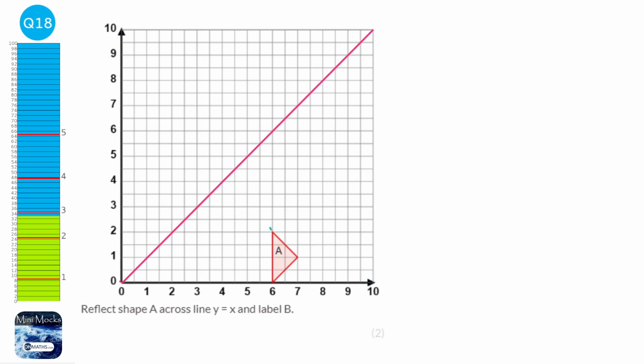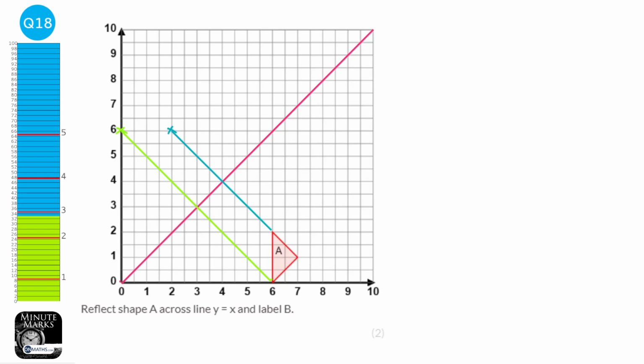And so if I pick a point, I'm going to pick the top one. We can see it goes 4 diagonals to hit that line. So 1, 2, 3, 4, so it will go another 4 diagonals. So that will be one of the coordinates there. And I'm going to do the same with the bottom one. So 1, 2, 3, 4, 5, 6 diagonals. So it will be there.